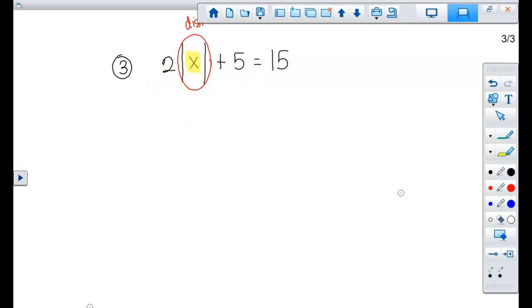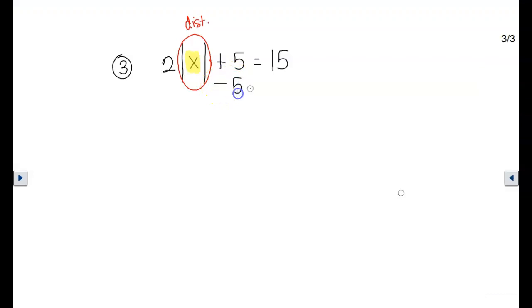Now you all will remember from our solving equations work that our last 2 steps in solving equations are to first add or subtract, and then last multiply or divide. So to get this absolute value by itself, the first thing I'm going to do is cancel out this plus 5. So I'll do minus 5 to cancel that out. That will give me 2 times the absolute value of x is equal to 10.